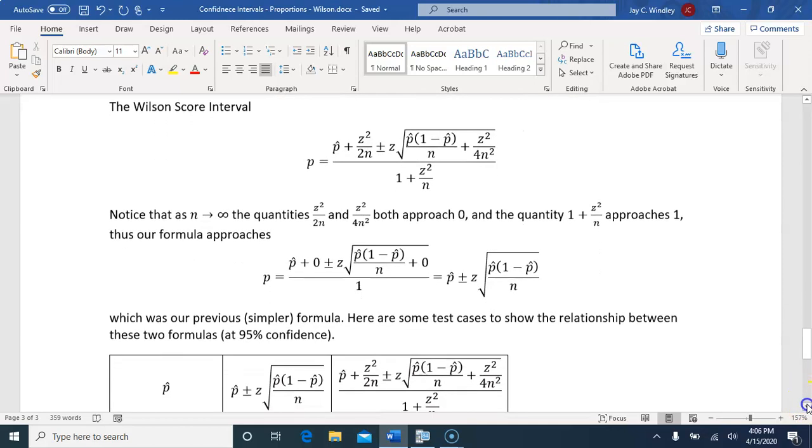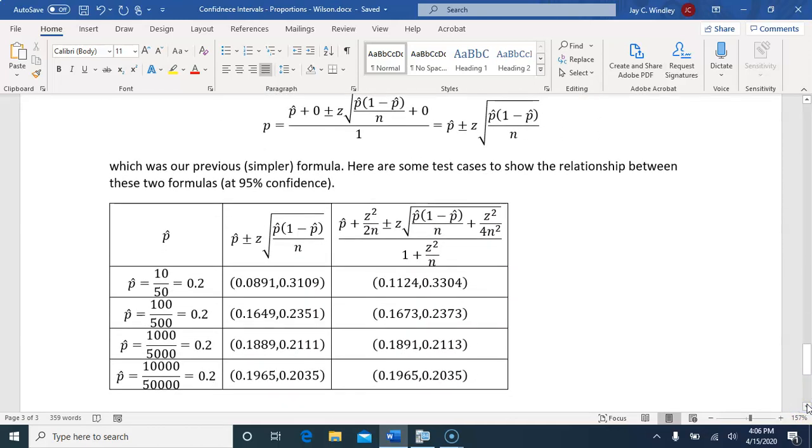To compare these two, I've done several different problems with a p hat of 0.2, but different samples resulting in a p hat of 0.2. So 10 over 50 is a p hat of 0.2. Here's the confidence interval that the simpler formula gives us. Here's the confidence interval that the Wilson formula gives us. And I do that for each of these, and you'll notice that by the time we get up to a sample size of 50,000, the two confidence intervals are identical. So, as I said before, as n approaches infinity, this more complicated formula approaches this formula.